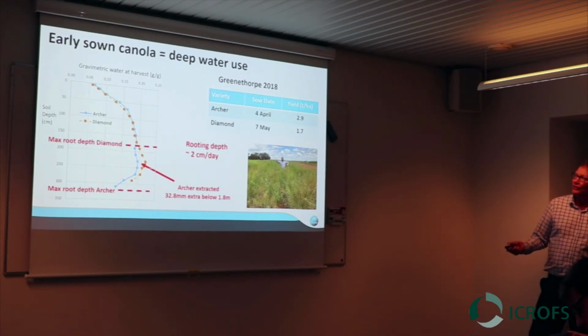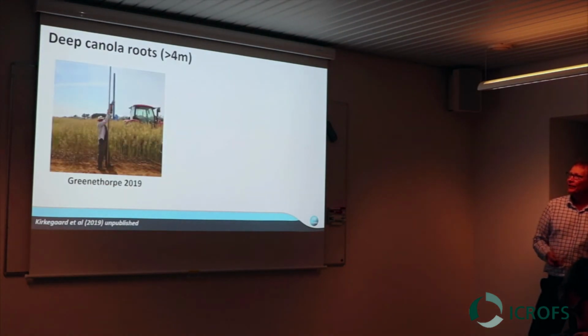And based on the sort of root observations, the roots were growing down at about 2 centimetres a day in this experiment. So this year, we've just harvested this year, and I repeated this experiment. And this year we got ourselves organised with a soil corer that could go to 4 metres, a bit more reliably.